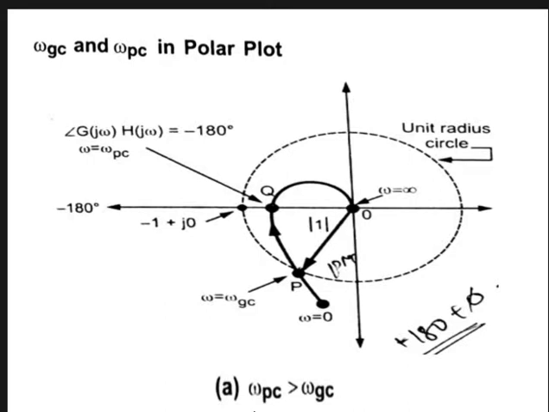In this case, omega PC is greater than omega GC. This is omega PC and this is omega GC. Omega starts here, omega is equal to 0, this is the starting point. Increasing like that, omega is equal to infinity here. So this value is less compared to this frequency. So omega GC is less, omega PC is more. This is the increasing order of the frequency, because omega equal to 0 is the starting point and omega equal to infinity is the ending frequency.